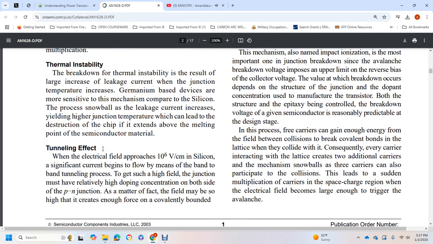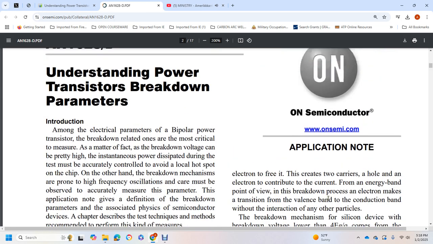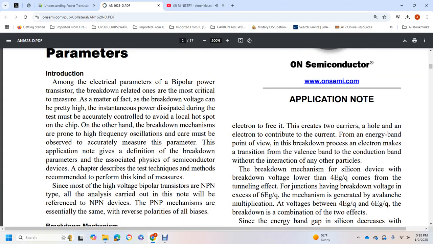Tunneling effect. With an electrical field approaching 10^6 volts per centimeter in silicon, significant current begins to flow by means of the band-to-band tunneling process. To get such a high field, the junction must have a relatively high doping concentration on both sides of the PN junction. The field may also create enough force on a covalently bonded electron to free it, creating two carriers, the hole and the electron, which contribute to the current. From the energy band point of view of the breakdown process, the electron makes the transition from the valence band to the conduction band without interaction with any other particle.